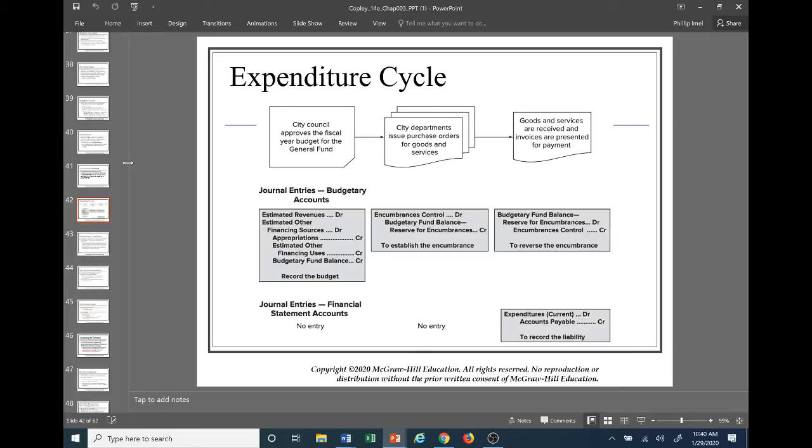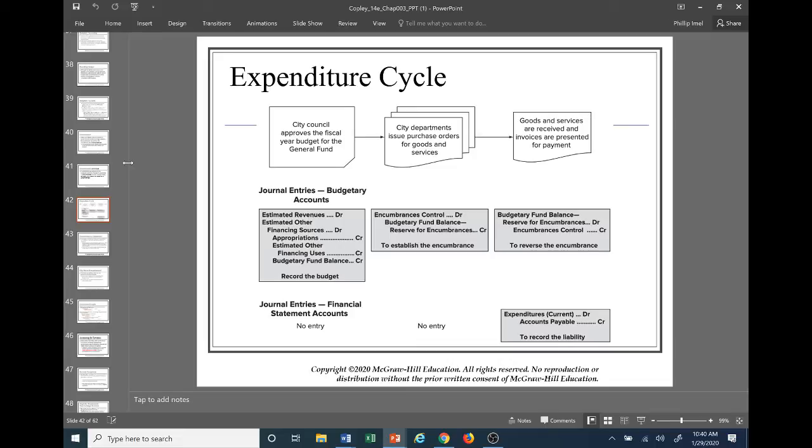It starts with the city council approving the fiscal year budget for the general fund. When they approve the budget, it's going to be set in the general fund because that's the main operational activity fund for the general purpose fund, right? So that's where it's going to be for us, the general fund. So when they approve the fiscal year budget, the journal entry for that is going to be a debit for estimated revenues, right? Because we're going to assume that's what we're estimating is going to come in as estimated revenues.